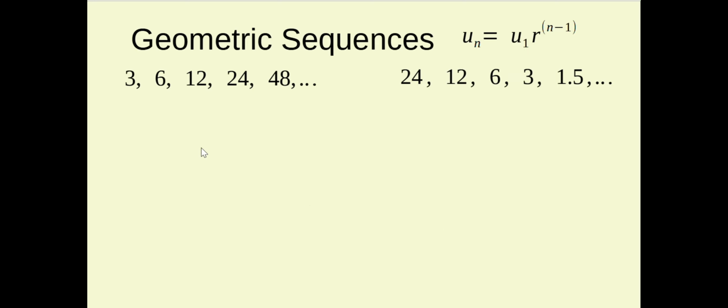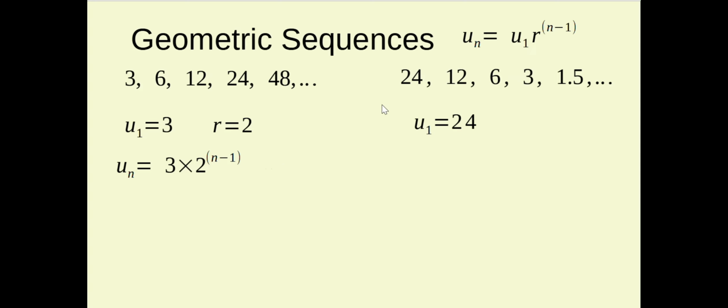So for these two, the general term here will be U1 is 3, R is 2. So we put it in this formula over here. So it's going to be 3 times 2 to the n minus 1. That's all you can do in that case. In this case, we got 24, and we're multiplying each time by a half. So we're going to put that in the equation like this, U1 R to the n minus 1. And depending on the question, this is probably the final answer. I'm going to show you something a bit later.